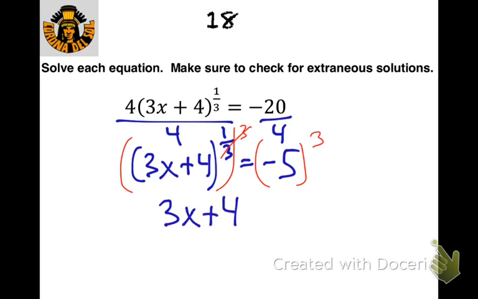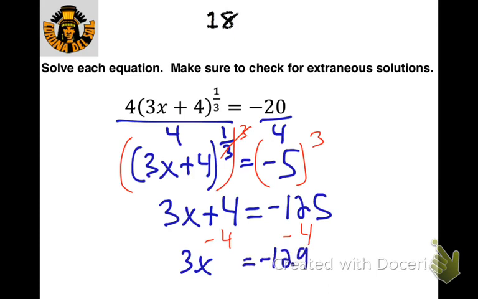So you just write 3x plus 4, and then negative 5 times negative 5 times negative 5, which is negative 125. And then you solve for x, so you subtract 4 from each side, and we get 3x equals negative 129. And then you can divide by 3, and I didn't realize that was negative 43, did do earlier. And then I did check that one, and it does work. So good, we can circle it with confidence.